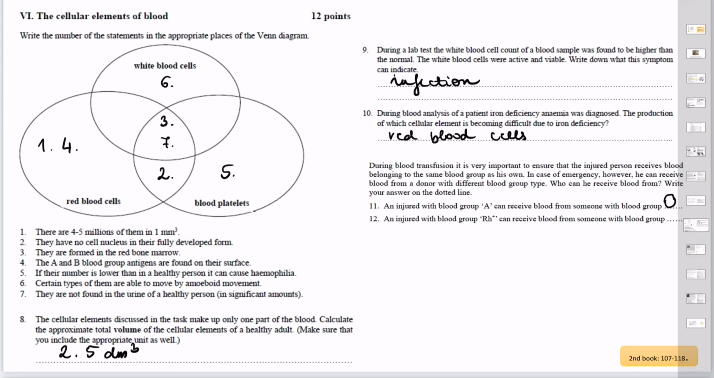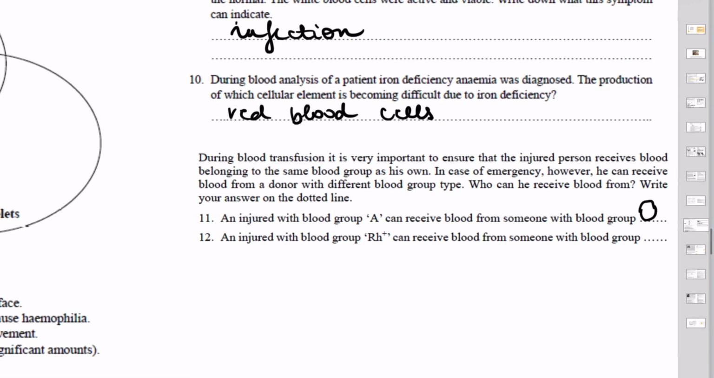An injured with blood group Rh positive can receive blood from someone with blood group. Now let's see what to write in here. So people with Rh positive blood type can receive both from Rh positive and Rh negative blood, but we have to indicate the blood type that is not identical to his own type. So here we need to write Rh negative. Okay.